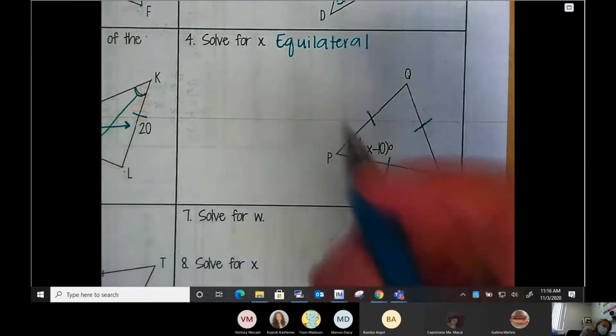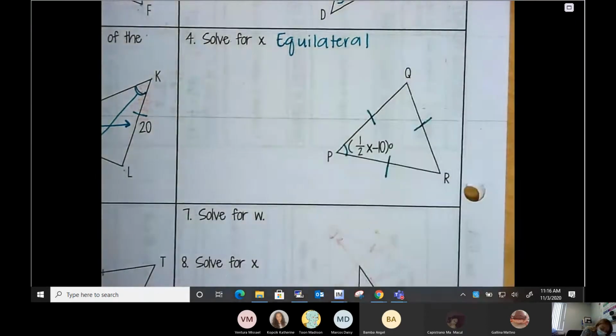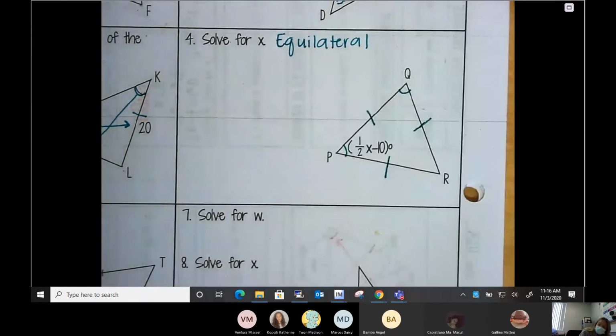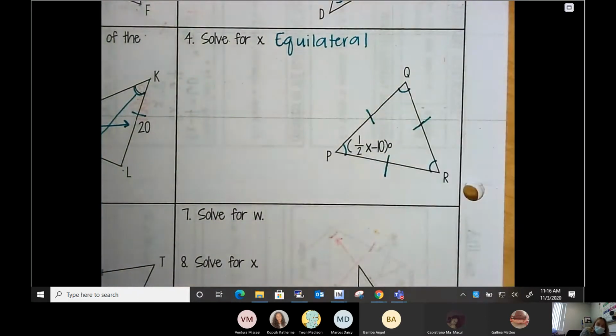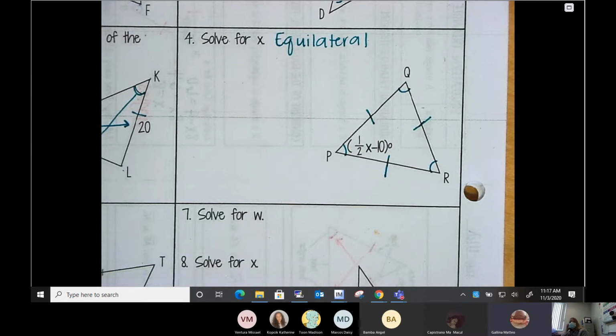So if this angle P is 1/2 x minus 10, what does that mean angle Q is? And what does that mean angle R is? Okay, so you've got 3 angles. Now, how can I set up this equation? 1/2 x minus 10 equals 60.